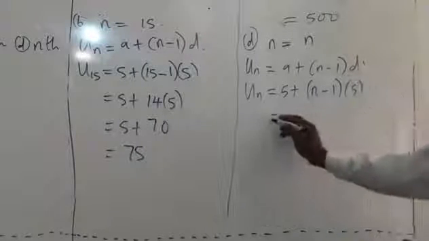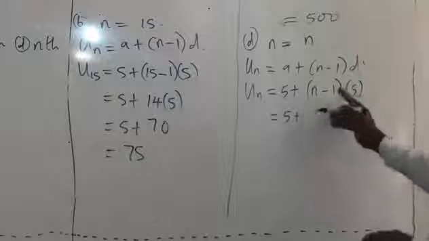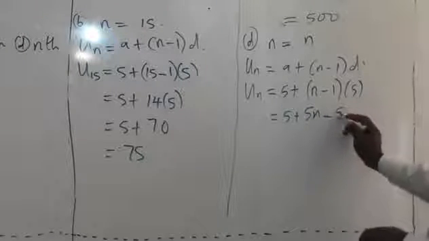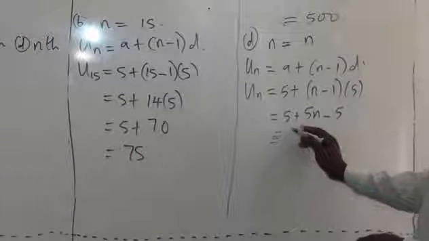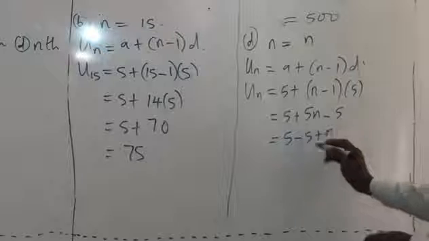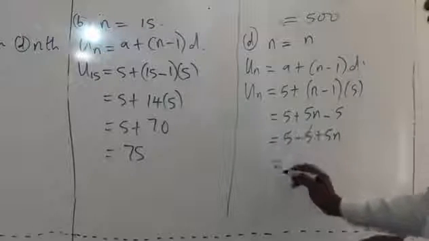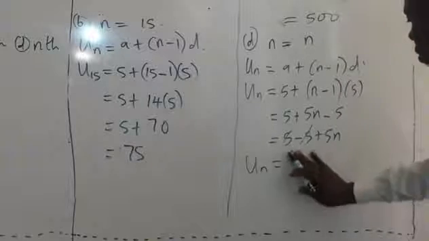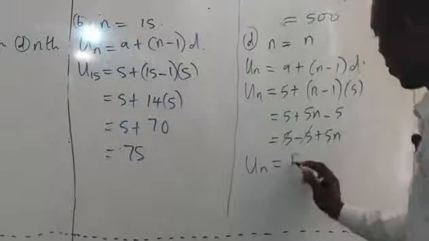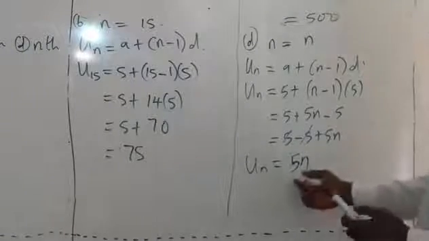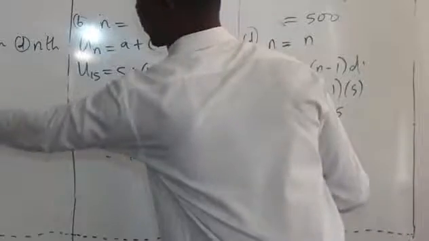So we now have 5 plus 5 times n is 5n, minus 5 times 1, 5. So which is equal to 5 minus 5 plus 5n. So 5 minus 5 is 0. So it means the nth term is equal to 5n. So this is the general formula for the nth term of this sequence, 5, 10, 15, 20.